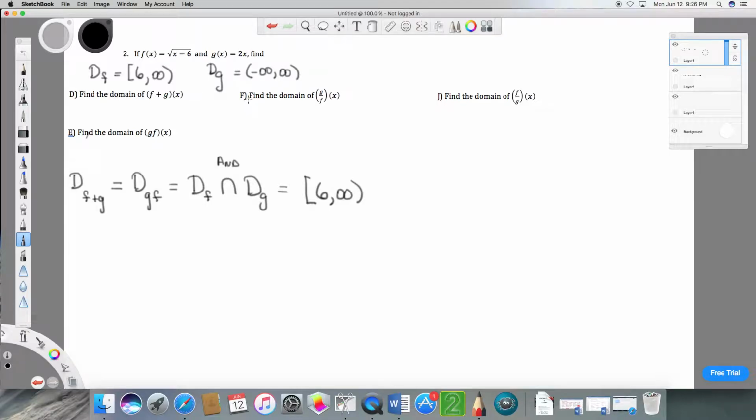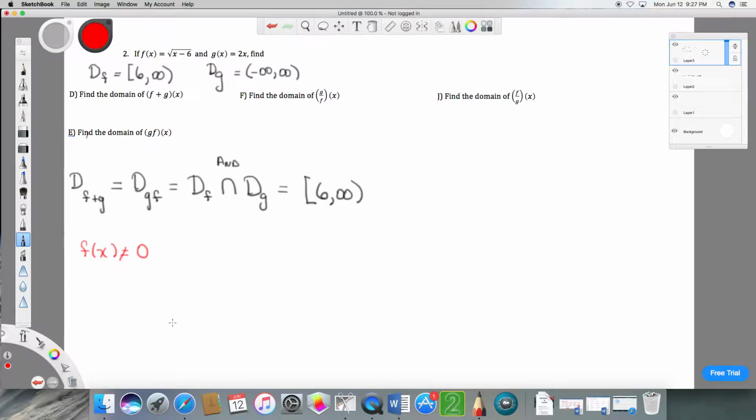Let's now think about how to find the domain of part F. We want to find the domain of g over f. So it's going to be this domain plus maybe an added restriction because in part F, we can't allow f of x to equal 0.